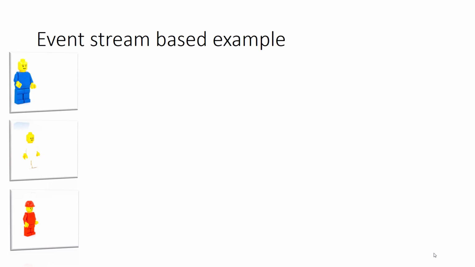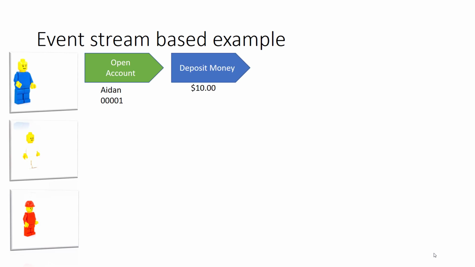So in an event stream based example, what you do is rather than record the current state of each of these accounts, you record all of the events that go into creating the current state. So to go through exactly the same example again, we start out with Aidan. He comes in, he opens his account, that's the first event that goes in, and he deposits $10. In this system we've actually broken what in the real world appears as one event into two distinct event types.